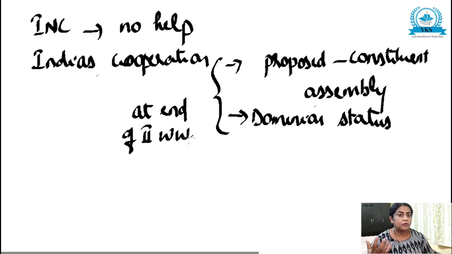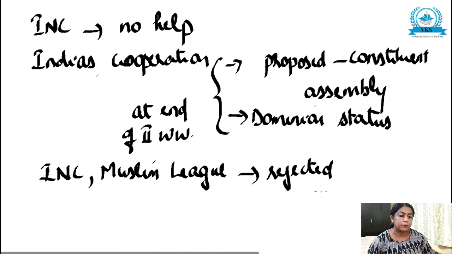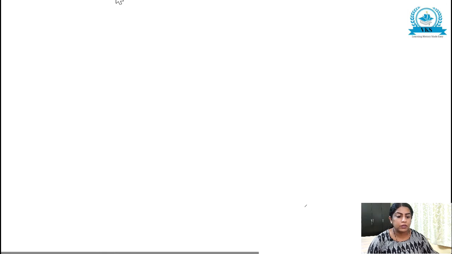But the Indian National Congress understood that the British were doing this just to achieve the cooperation of Indians in the World War. So what happened? Both the Indian National Congress as well as the Muslim League rejected this proposal, and this later led to the Quit India movement. So all these are the background for the Indian Independence Act of 1947. The Stafford Cripps proposal was rejected by both, and this later led to the Quit India movement. Okay, so that was what happened.